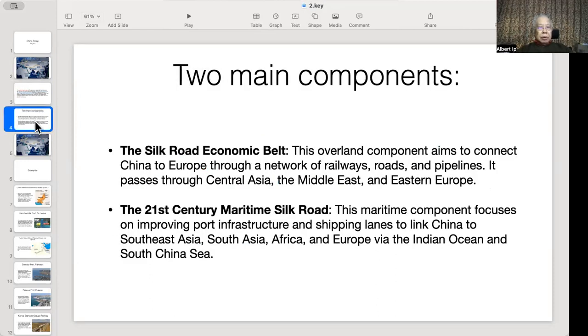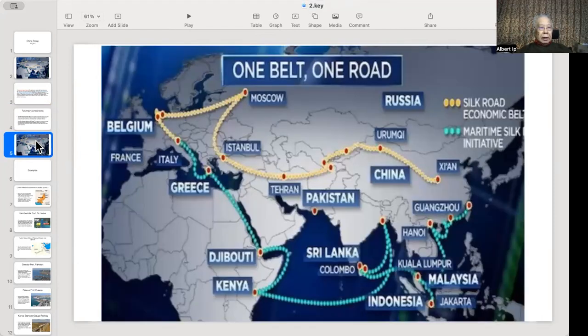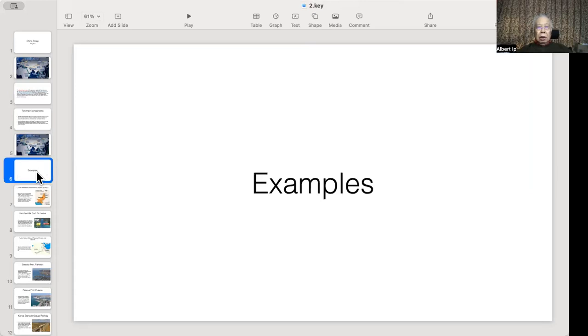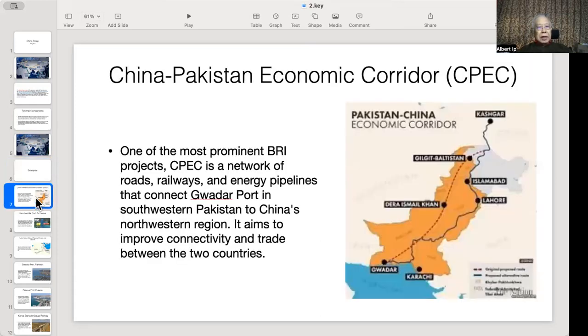Of course, there are two components. One is the economic belt. The other one is the maritime Silk Road. This is the same picture again. So let's look at some of the examples which have been achieved in the past 10 years. Not all projects are completed, but they are progressing very well.